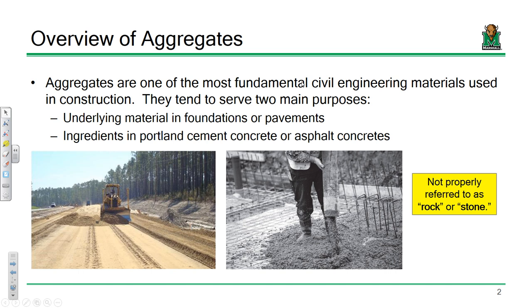Okay. What I mean by aggregate is essentially crushed rock and stone used for civil engineering purposes. Now, aggregates tend to be used for two primary purposes. One of them is the underlying material, subgrade, and things like pavements, like roads, foundations, and whatnot. That's one very fundamental use of aggregates. But another one is ingredients in things like asphalt concretes or the big one, Portland cement concrete.